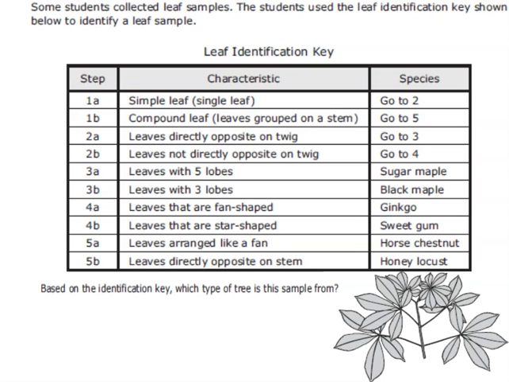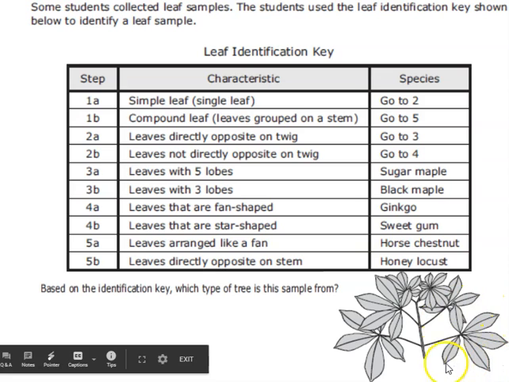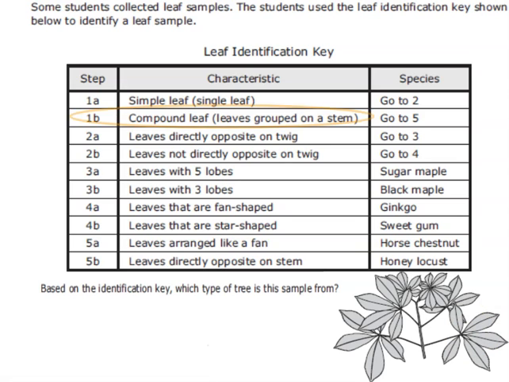1A says simple leaf, that's a single leaf. 1B says compound leaf, those are leaves grouped on a stem. These are leaves that are grouped on a stem here. They're even all coming from the same point on the stem, radiating out from the same point on that stem. So that's a compound leaf with groups of leaflets, actually. So there you go. I'm going to 5. We're going to be able to figure this one out here.